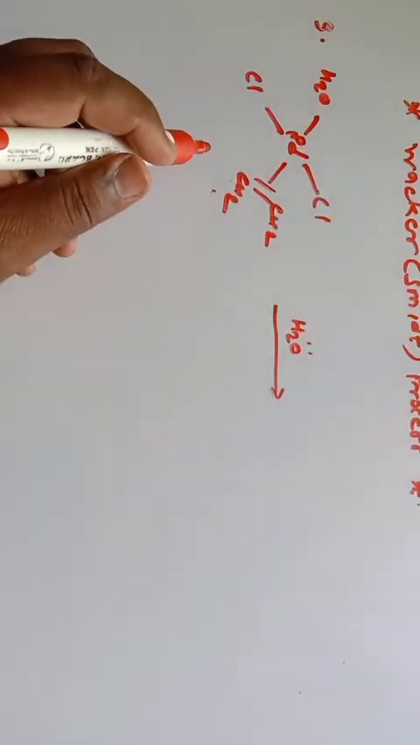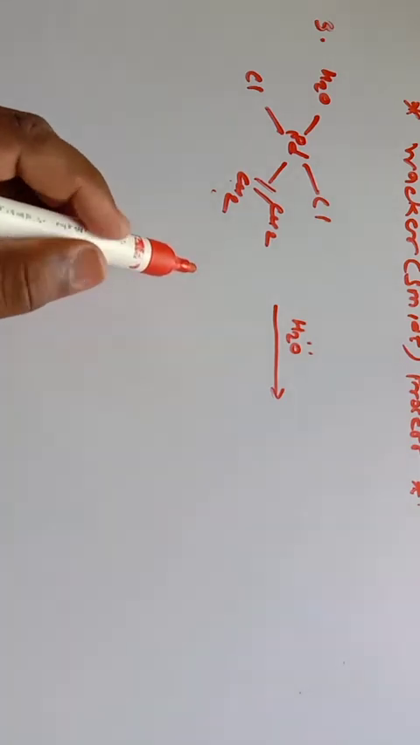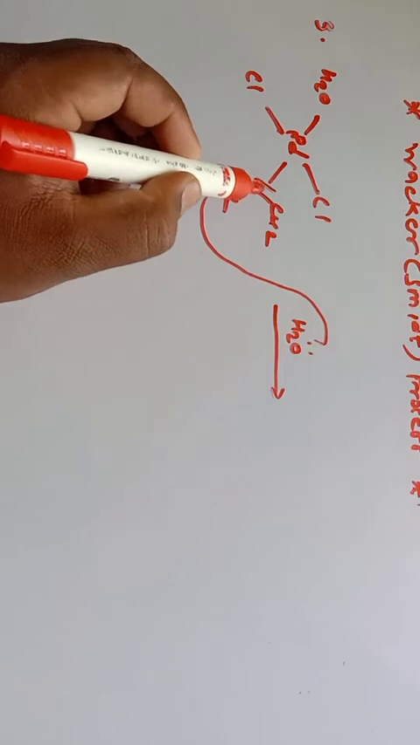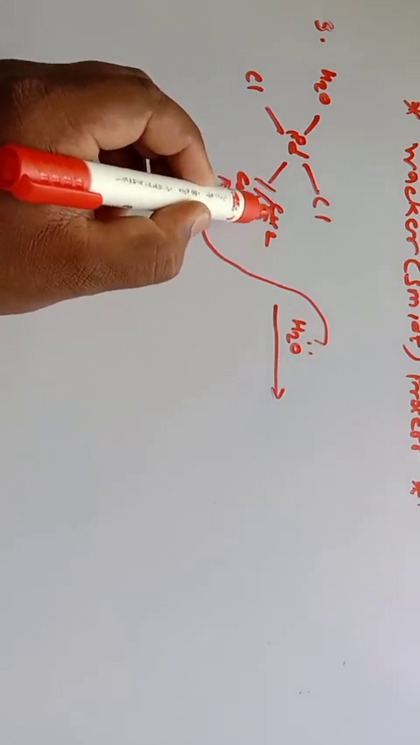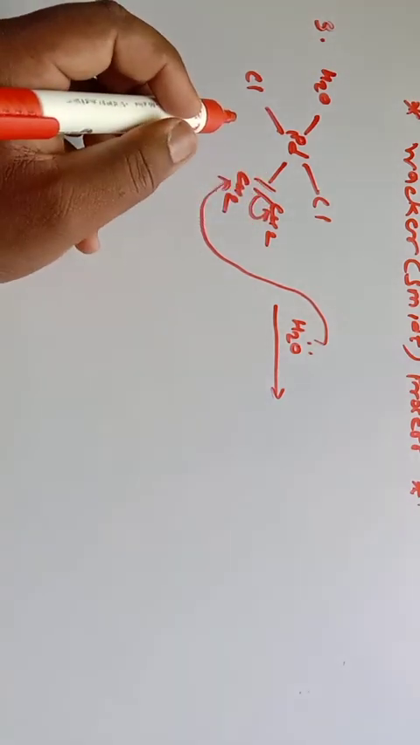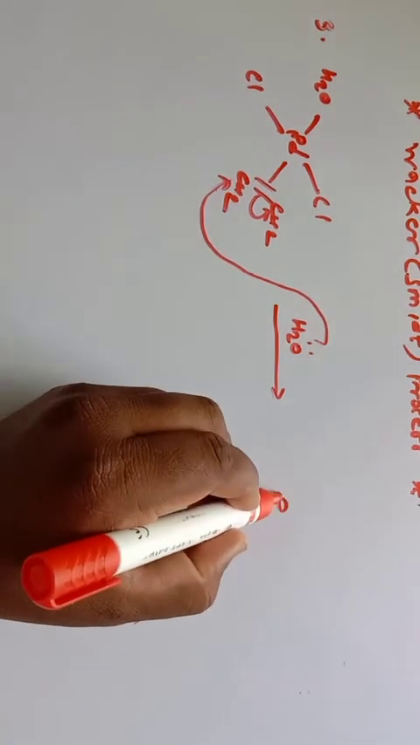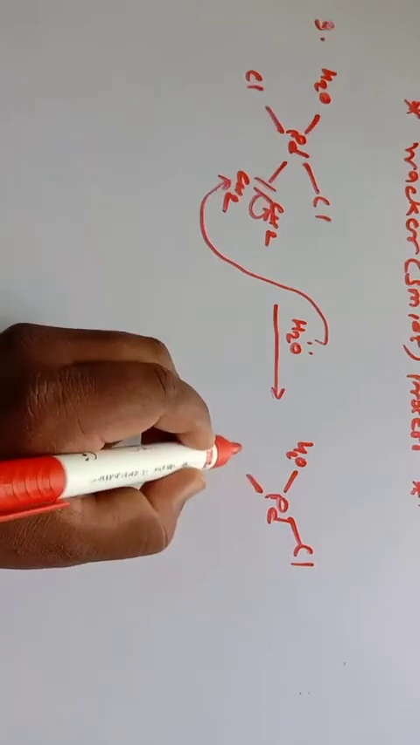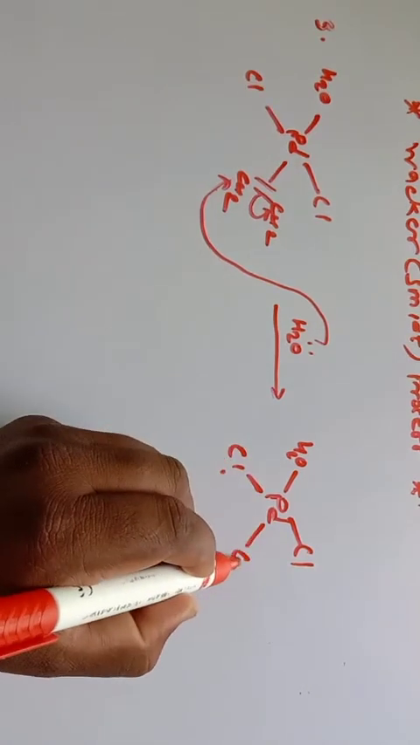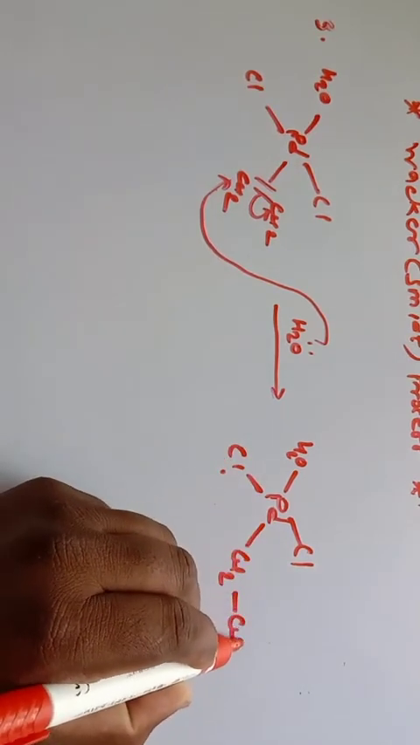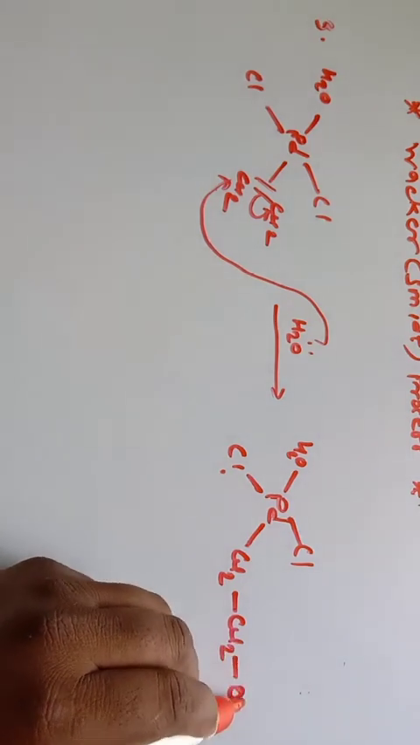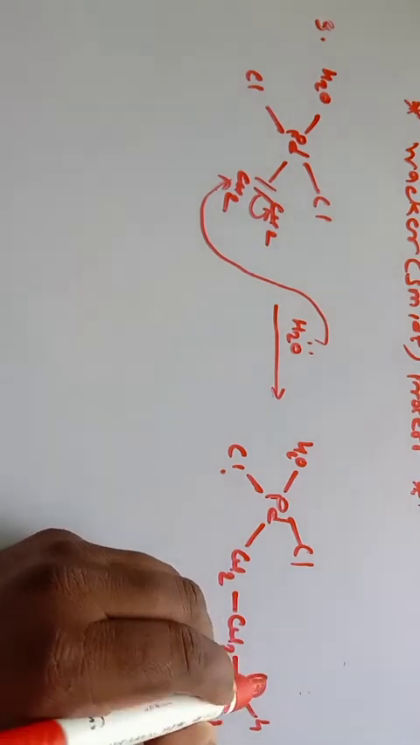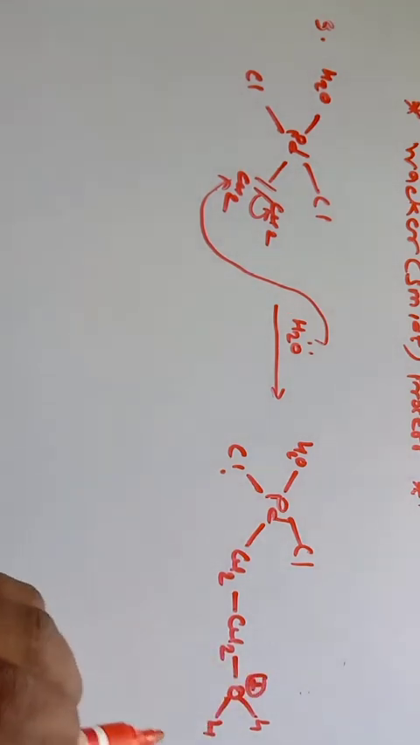And what you get here: in this case we see the water molecule attacks one of the carbons, and hapticity 2 is converted into hapticity 1. So we get this, that is Pd, water, chlorine, chlorine, and this is your CH2 and this is your OH having a positive charge.